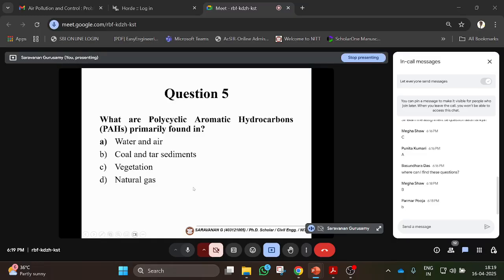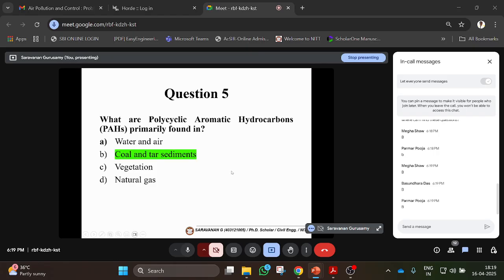Okay. So fifth question: what are polycyclic aromatic hydrocarbons primarily found in? PAH. Where can we find the PAH? Water and air, coal and tar sediments, vegetation, and natural gas. Aromatic hydrocarbons. So aromatic means a benzene ring will surely be there. So the answer will be coal and tar sediments.